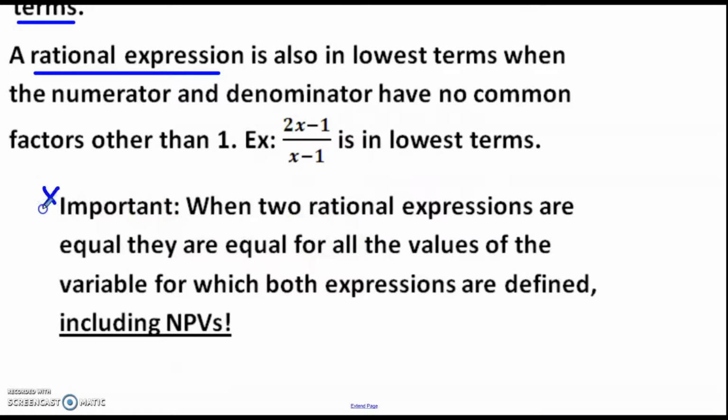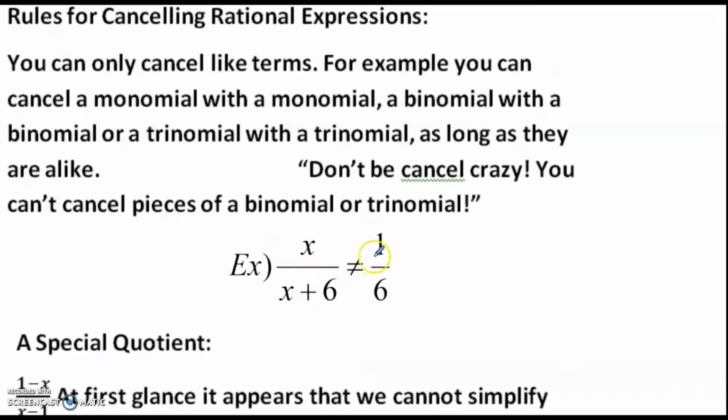All right, important. Very important. When two rational expressions are equal, they are equal for all the values of the variable for which both expressions are defined, including the non-permissible values. Okay? Right on.